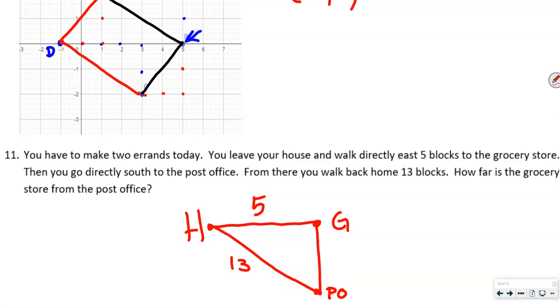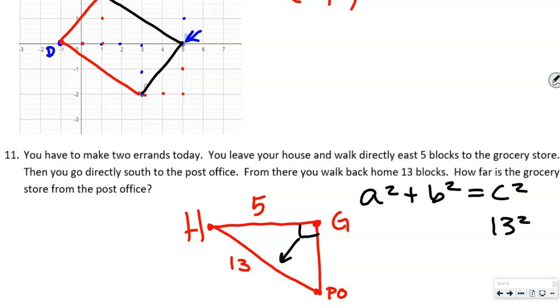So what kind of triangle is this, y'all? Yep, it's a right triangle. And so we can use that formula, A squared plus B squared equals C squared. And what is C always? It's the hypotenuse, and the hypotenuse is opposite the right angle. So we're going to put our 13 squared here. And we're looking for this from the grocery store to the P.O. box, right? Isn't that what it says?